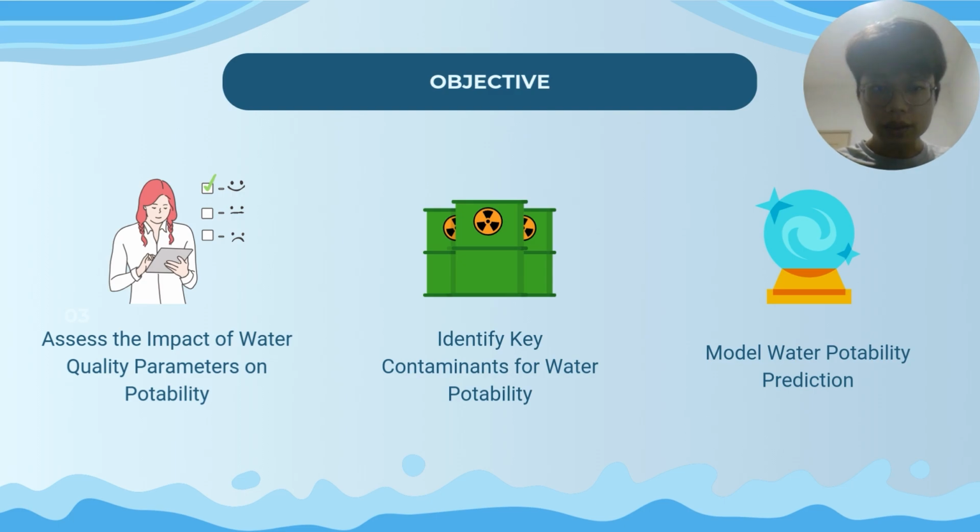Next, our group project has three objectives. First is to assess the impact of water quality parameters on the potability. The next one is to identify the key contaminants for the water potability. And then the last one, we will build a predictive model for water quality prediction.